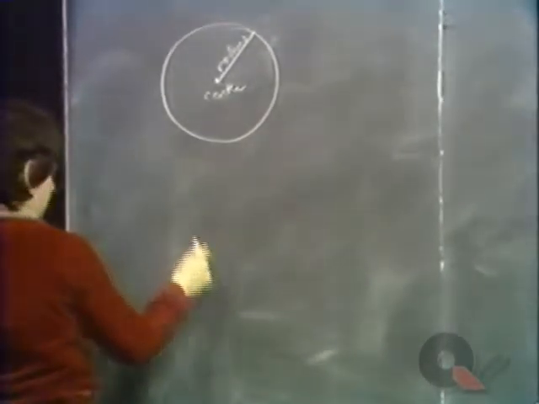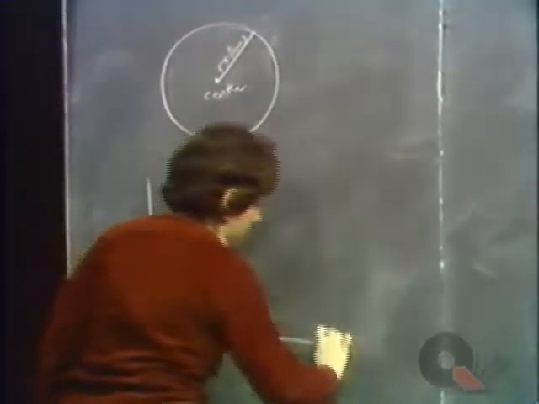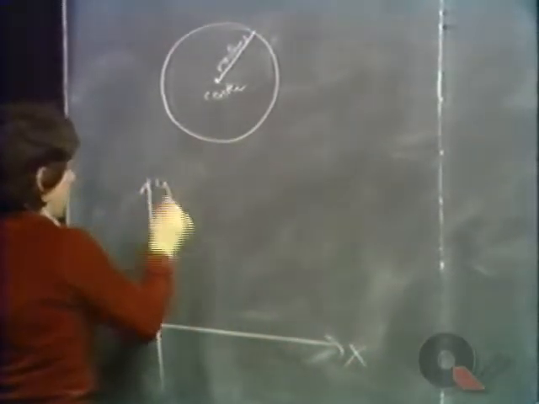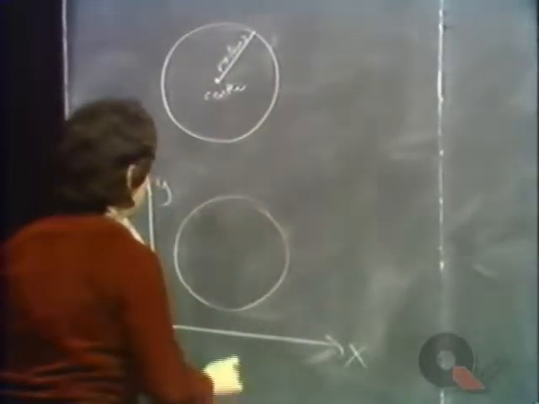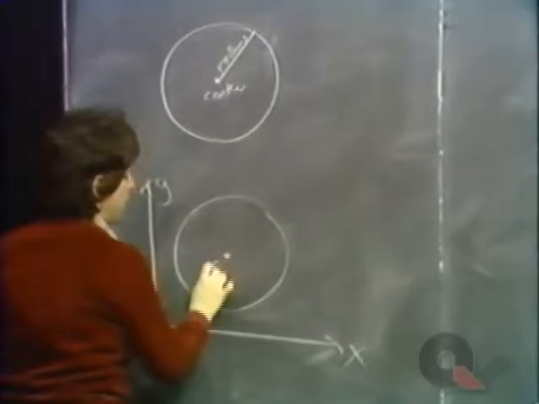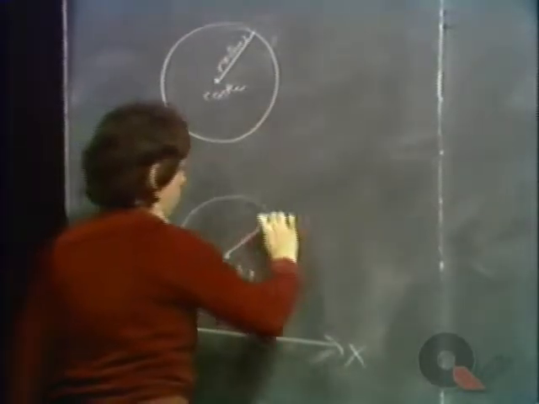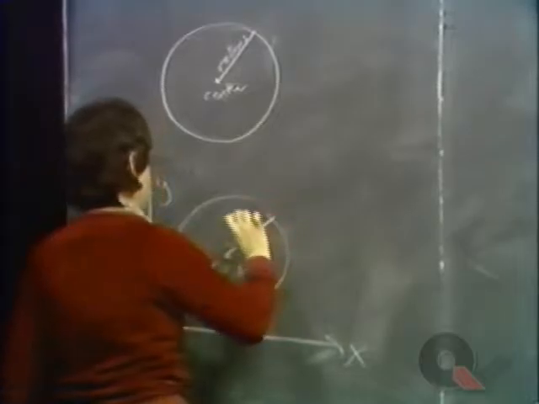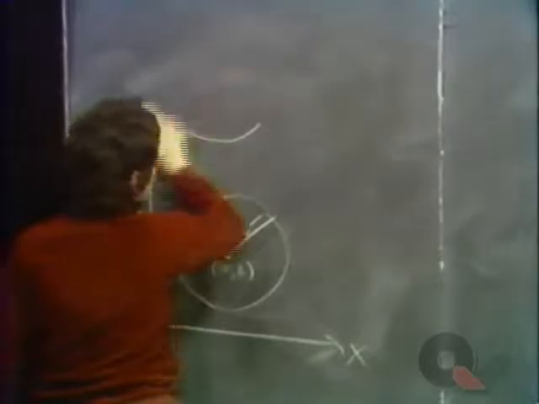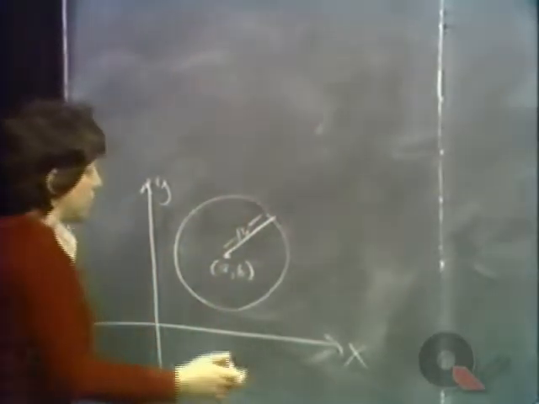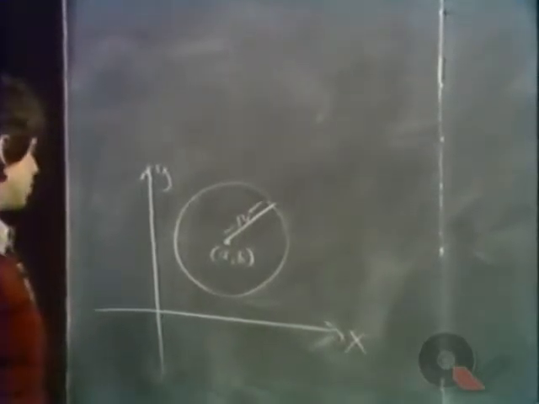We want an algebraic equation of the circle. Okay, now let's say we have a circle. Let's put it on coordinate axes. We have a circle with center at a point A, comma B, radius r. We want to work out an equation of this circle. Well, the equation of the circle is some sort of condition that has to be satisfied by a point if it's going to be on the circle.